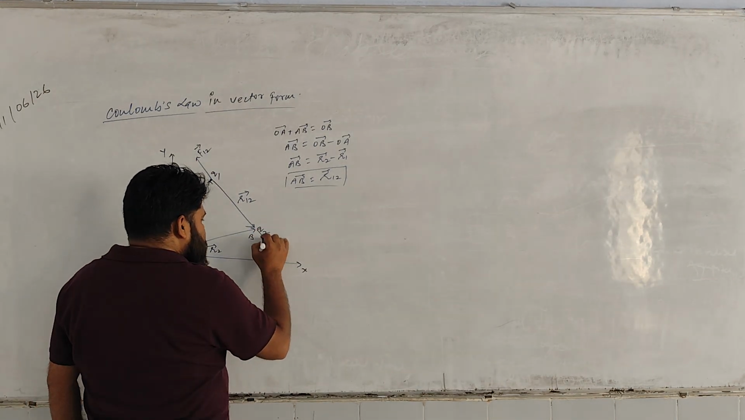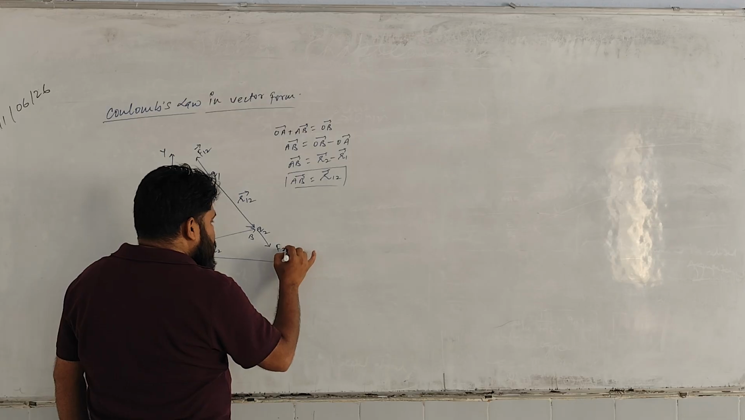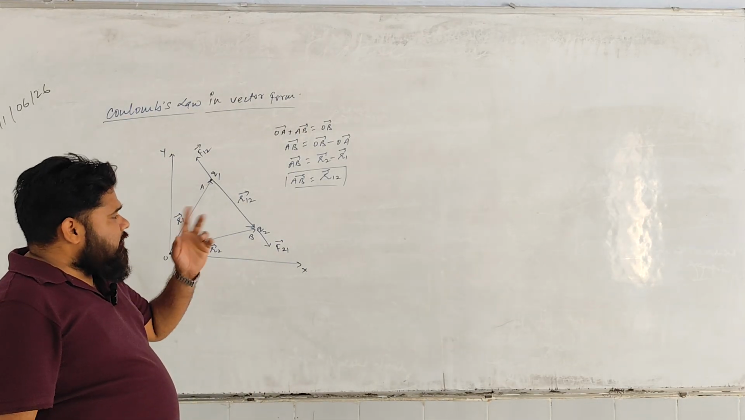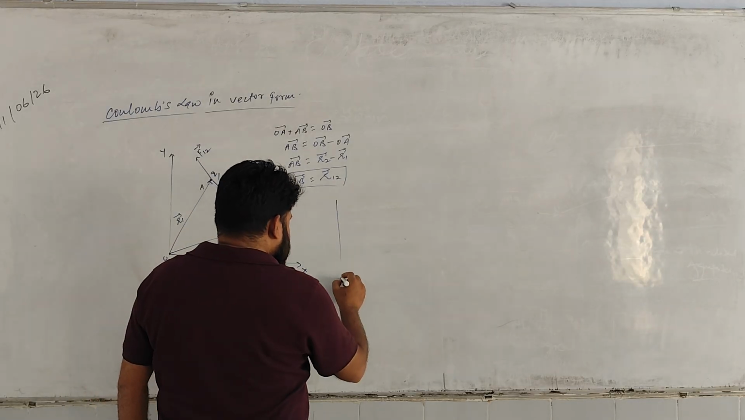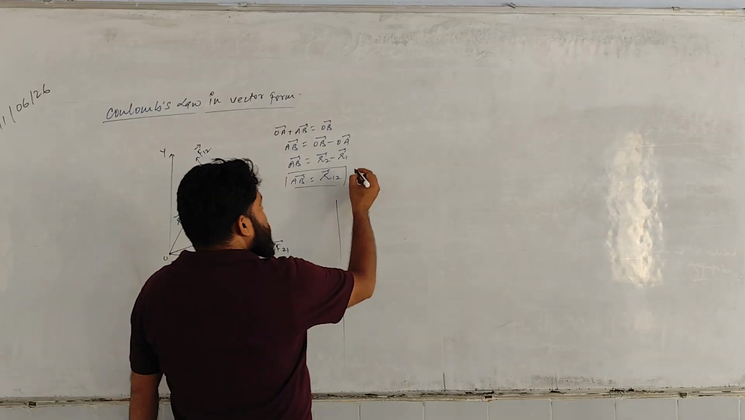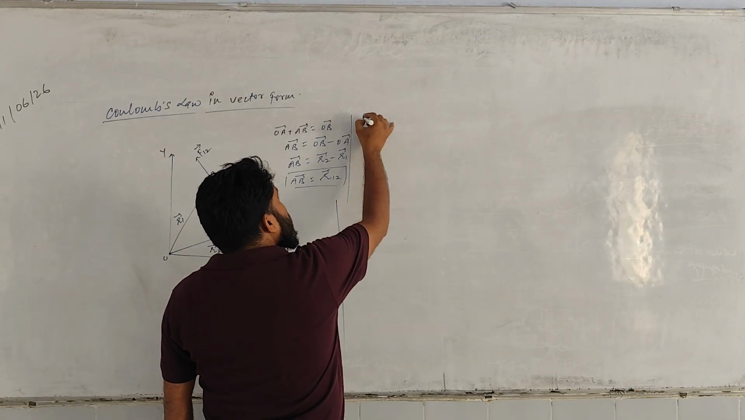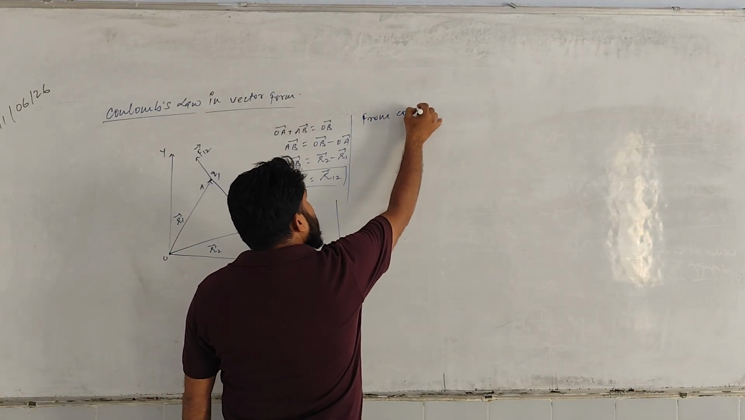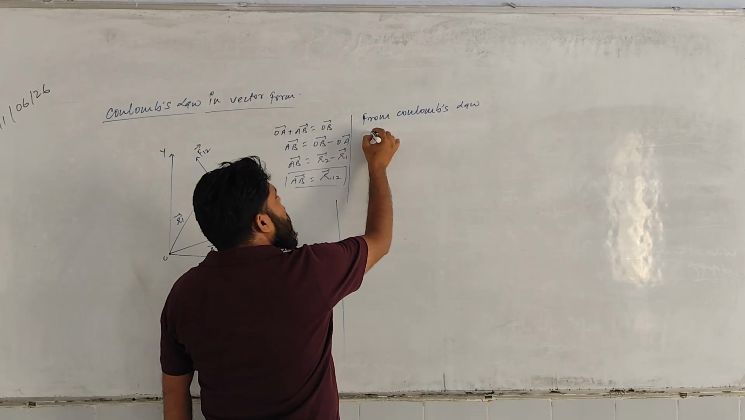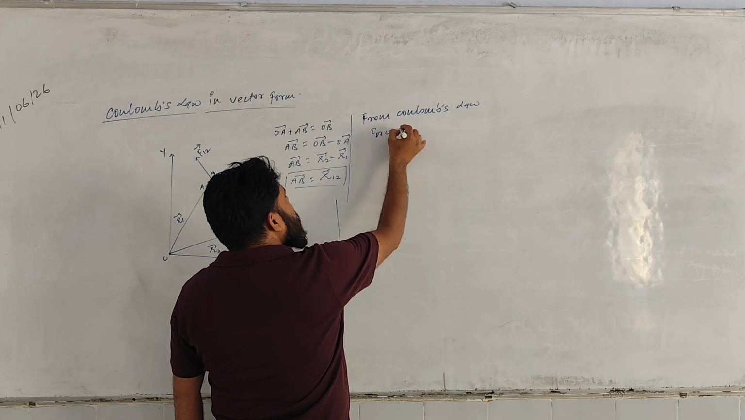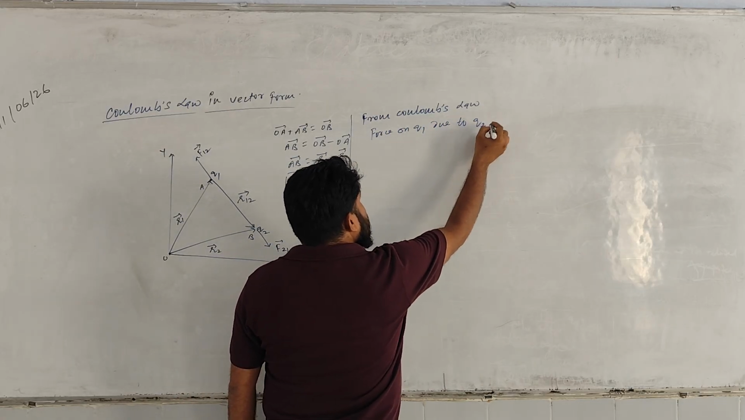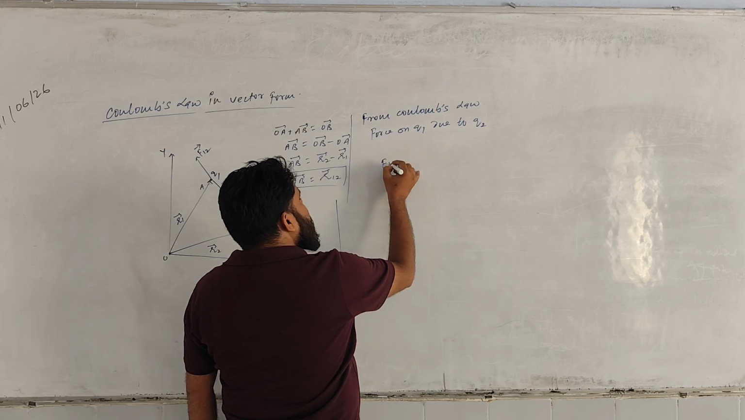So that is the direction of the force F21. That means the force on q2 due to q1. So just see the force on q1 and the force on q2. So from Coulomb's law, the force on q1 due to q2, that means F12.